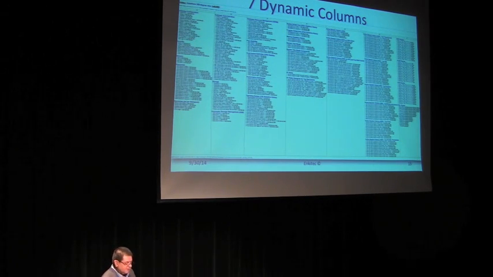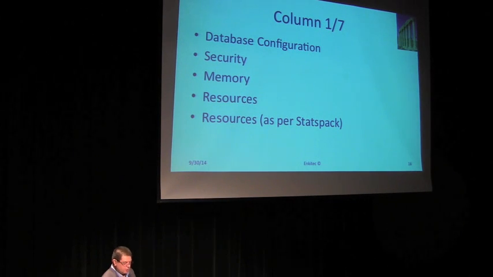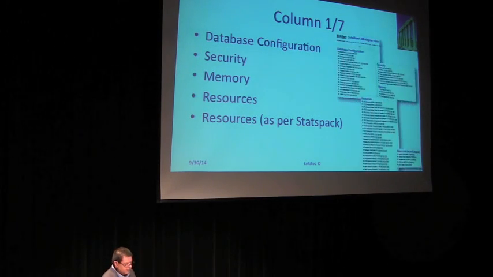So, we have 7 dynamic columns. I was trying to find a picture of dynamic columns, and that is all I found. I wouldn't say these columns are dynamic, but the ones that are missing, those were dynamic. Okay. So let's talk about the first column on the report. The first column is going to include those 5 areas: configuration, security, memory, resources. Resources are mostly coming from AWR, and then we have resources coming from Statspack. So if I want to see those pieces, they are there.